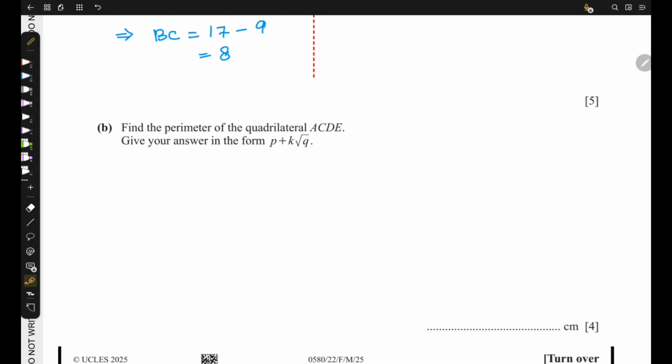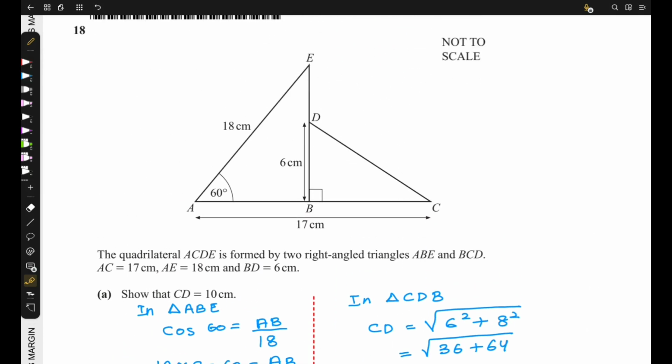Now, what is the perimeter? Perimeter is basically a boundary. So we have to add AE, AC, CD and DE, these four sides. We know the value of AE, that is 18, the value of AC is 17 and the value of CD is 10. We just found that in the first part. Now we have to find out DE. For that, I'm going to find out BE and then subtract BD to get DE.